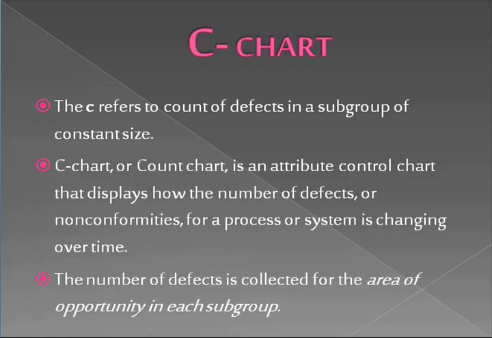When constructing a C chart, it is important that the area of opportunity for a defect be constant from subgroup to subgroup. Since the chart shows the total number of defects, when the number of items tested within a subgroup changes, then a U chart should be used instead, to show the number of defects per unit rather than the total defects.